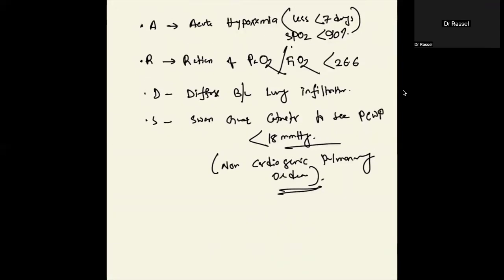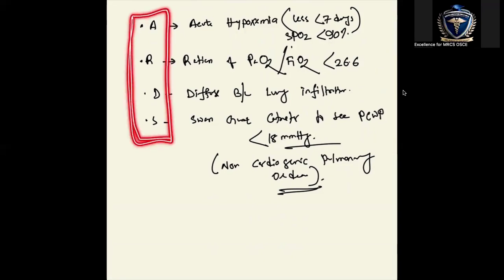You will be asked about ARDS. So what are the characteristics? The examiner will ask you. This mnemonic is made by you?